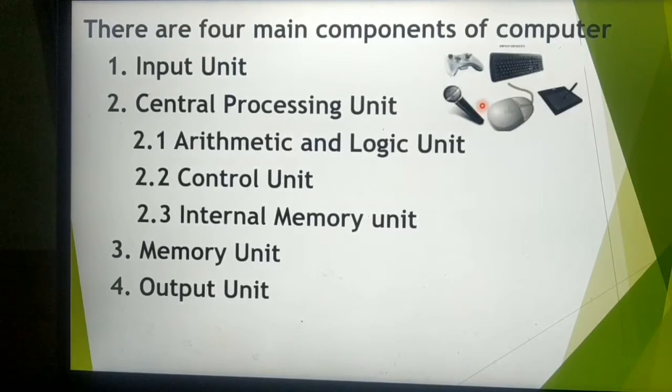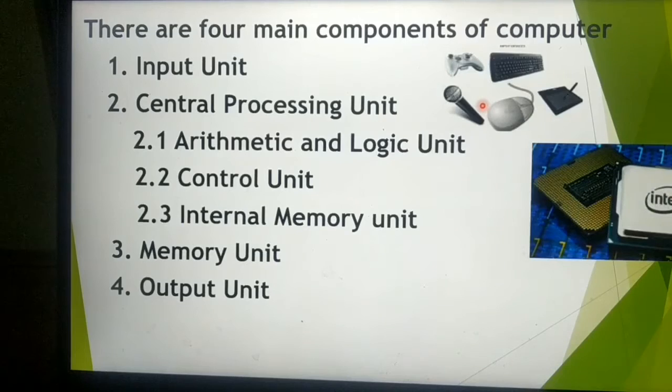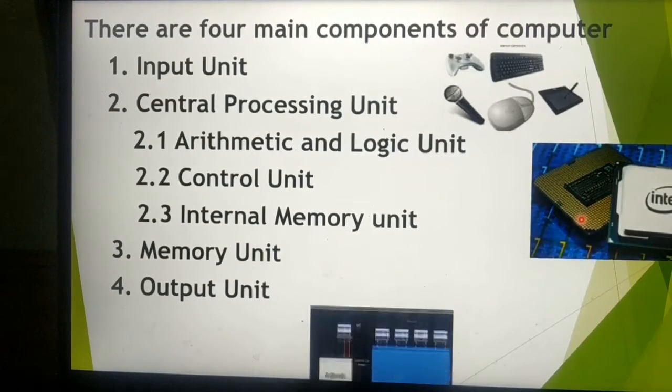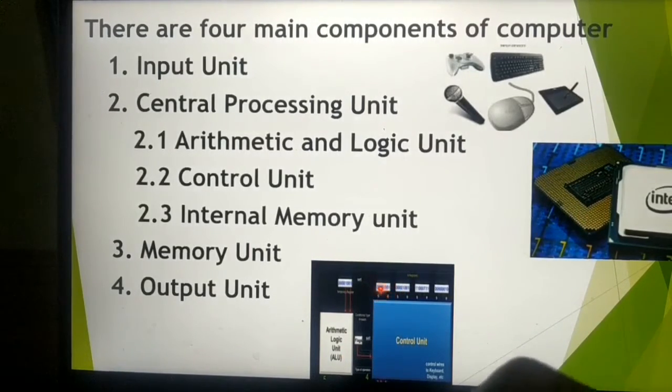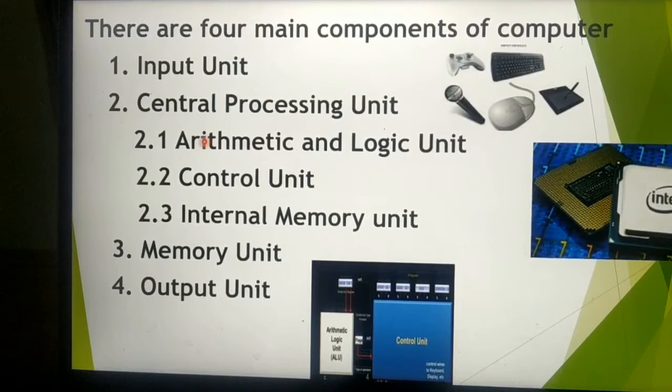The second one is the central processing unit. CPU is a processor, an Intel processor plated with gold to avoid rusting. This processor contains three important parts: the arithmetic logic unit, the control unit and registers. Registers are simply called the internal memory unit. So there are three parts in the central processing unit: the arithmetic logic unit, the control unit and the internal memory unit.